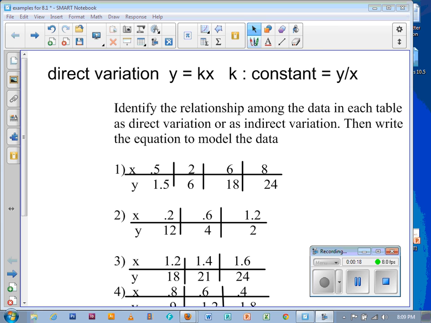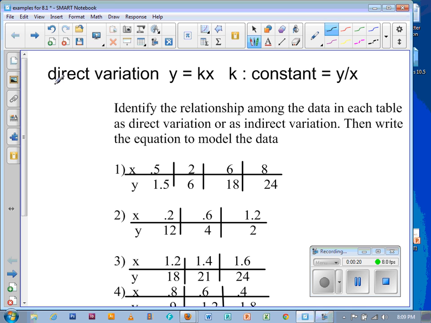As you can see from the top of your notes, direct variation basically is any equation that can be written into the form of y equals kx, where k is our constant or slope. And to find that constant, you just simply take y and divide it by x.